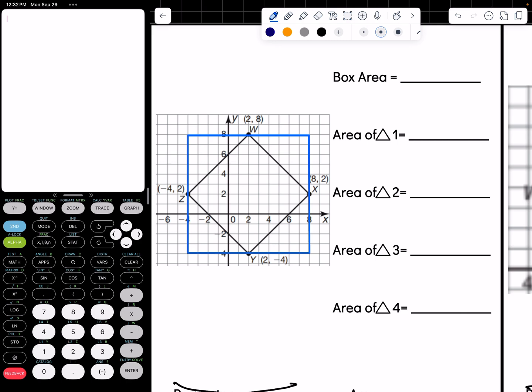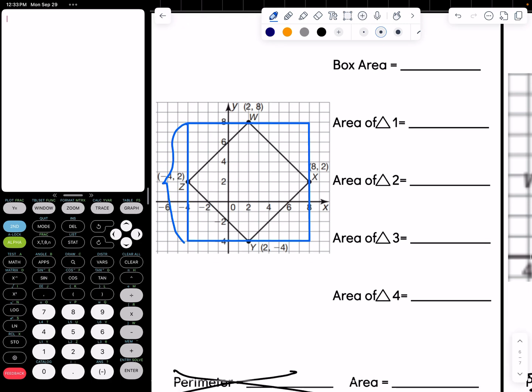And what we're essentially going to do is subtract all of these little rectangles, or the little triangles, that go around it. So if I count from the bottom to the top of this box, we're going to have 12 units. And then the same thing from the left to the right, this is going to be 12 units. So our box area is going to be 12 times 12, which equals 144. That's the entirety of the box.